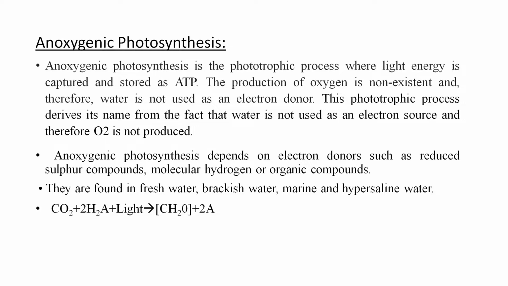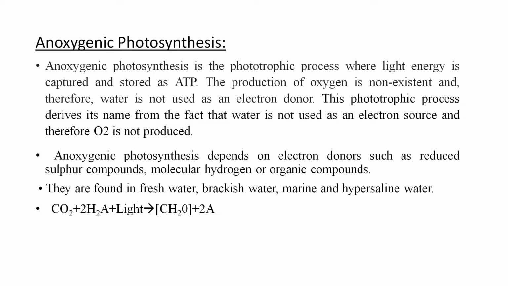And the second kind of photosynthesis is anoxygenic photosynthesis, which we dealt with previously, where oxygen is not liberated in the photosynthetic reaction. Anoxygenic photosynthesis is the phototrophic process where light energy is captured and stored as ATP. The production of oxygen is non-existent, and therefore water is not used as an electron donor. This phototrophic process derives its name from the fact that water is not used as an electron source, and therefore no oxygen will be liberated in this reaction.